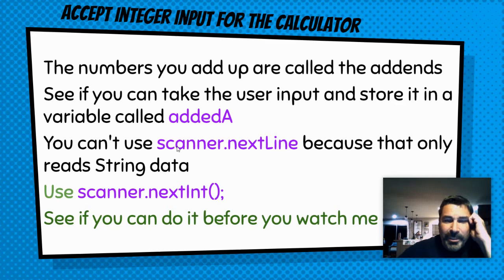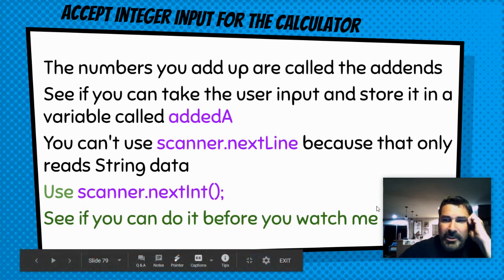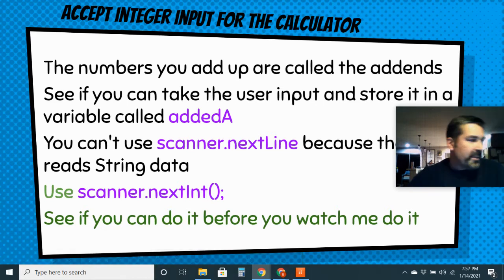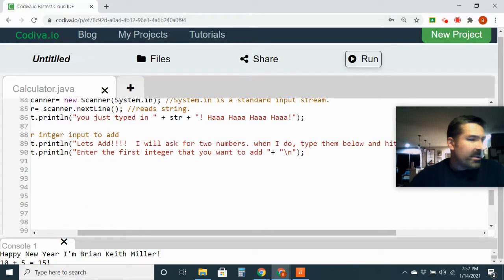We're going to do pretty similar to what we did before, but we can't use scanner.nextLine because that accepts string data. We need addend A to be an integer, so we're going to say something like int addend A equals scanner.nextInt. See if you can do it. Give it a shot before you watch me do it. Hit pause on this video, play around with it, and then we'll go from there.